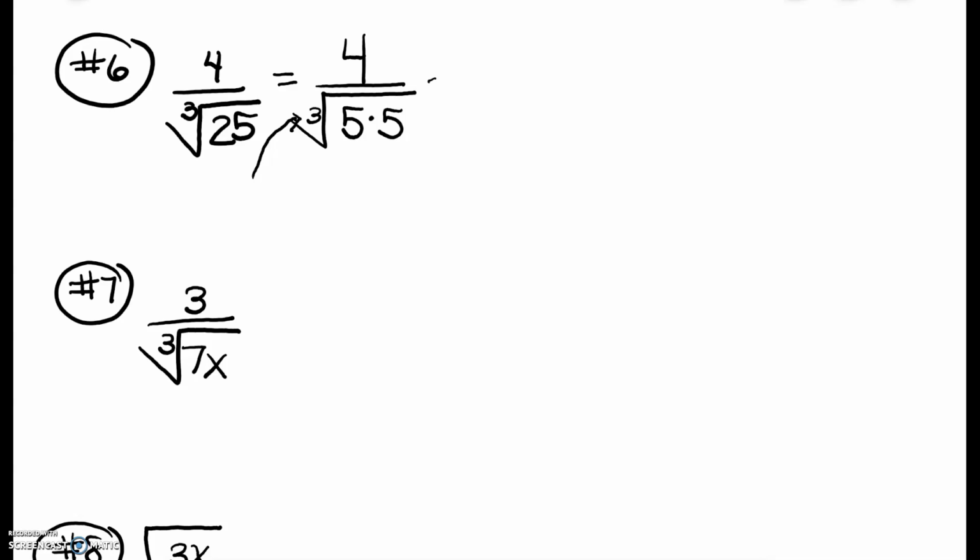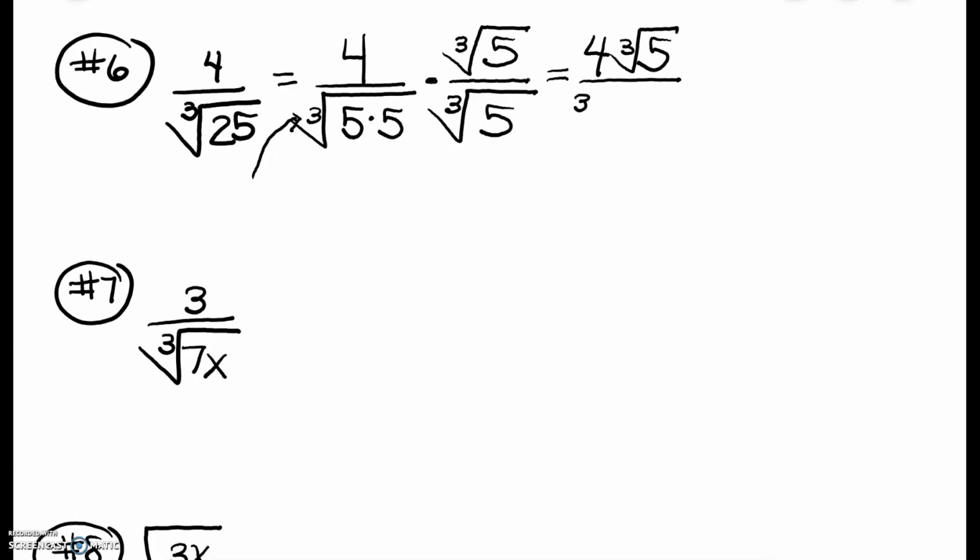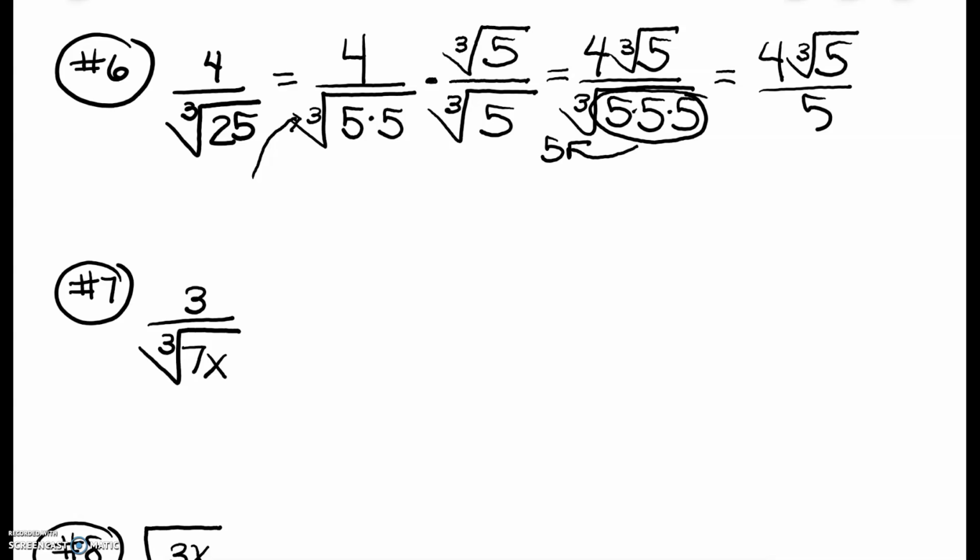So I'm going to get another 5 underneath. It has to be a cube root so that I can multiply what's underneath. Otherwise, I won't be able to multiply. So I'm going to multiply by the cube root of 5. So in the numerator, I get 4 times the cube root of 5 over, now I have 5 times 5 times 5. I have 3 5's in my denominator. So that group of 5's comes out, and I end up with 4 cube root of 5 over 5, and that is my final answer.